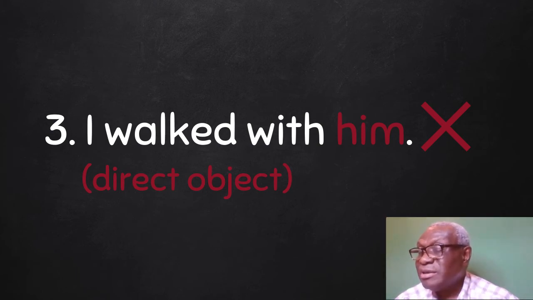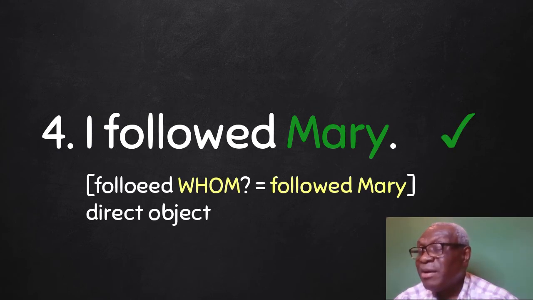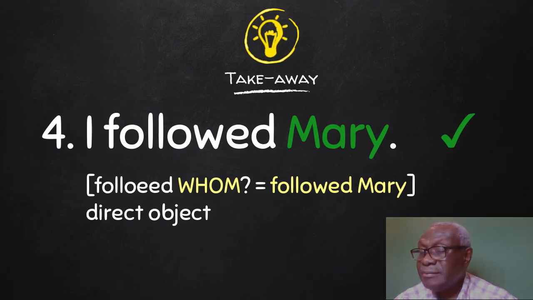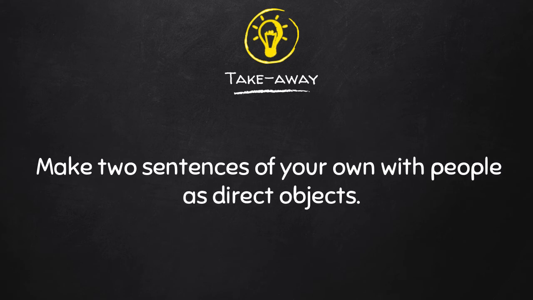So no direct object. What about this sentence? I followed Mary. Mary is a direct object because if you ask followed whom, followed Mary, direct object. Fine. Now hold on for today's takeaway. Today's takeaway: make 2 sentences of your own, with people as direct objects.